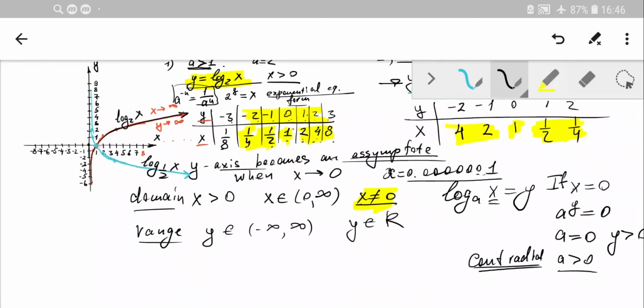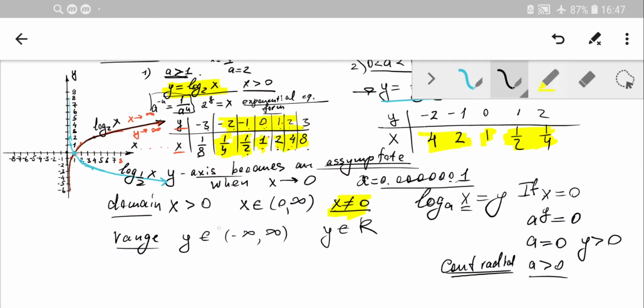So properties. If the first graph was completely rising, in this case the blue graph becomes completely falling. So when you move in the positive direction of x, your y values are decreasing. So one more time about the domain. The domain will be the same as for your previous graph.